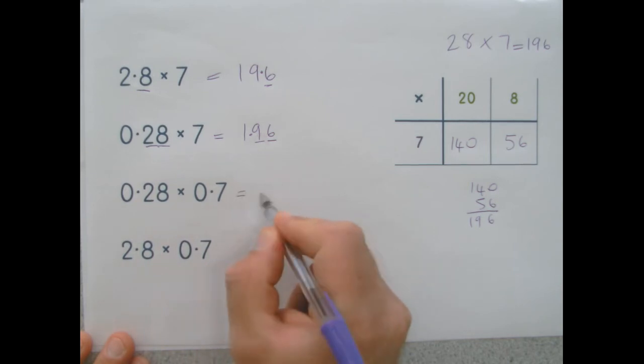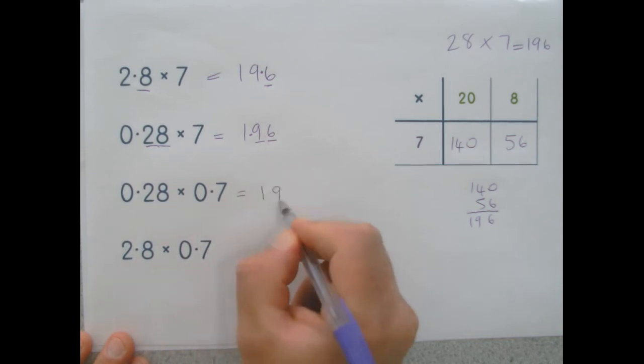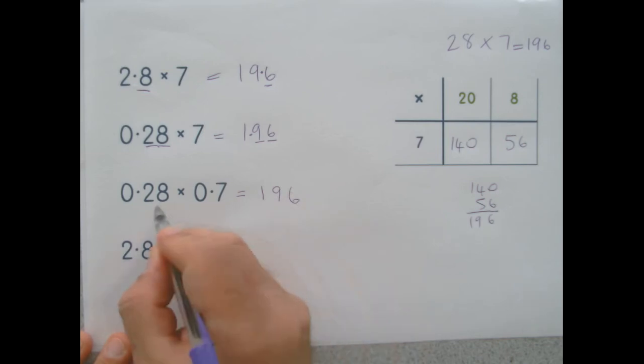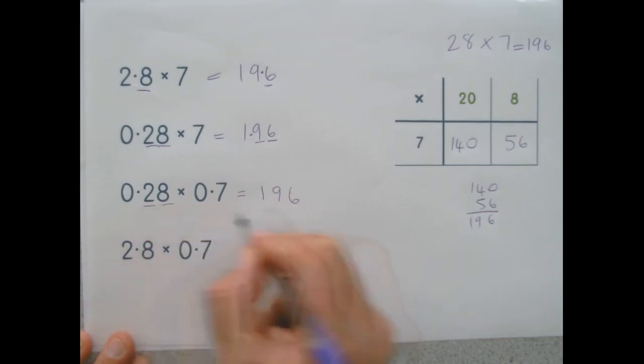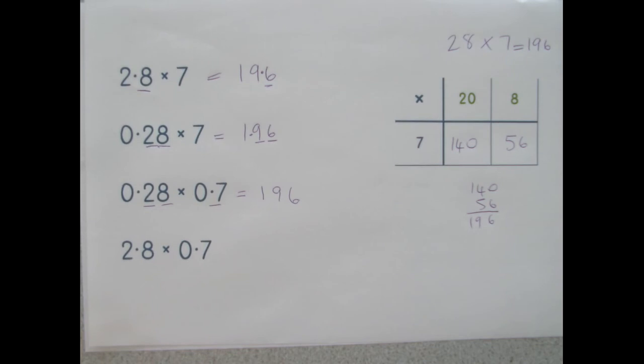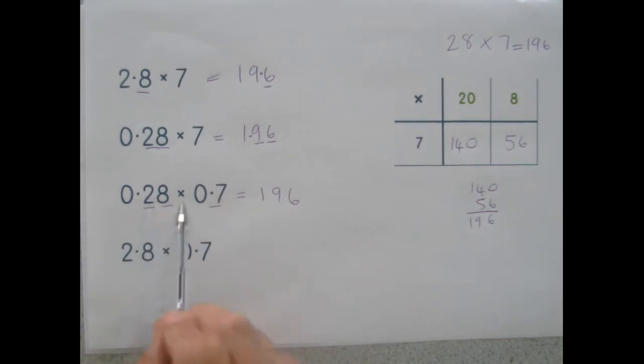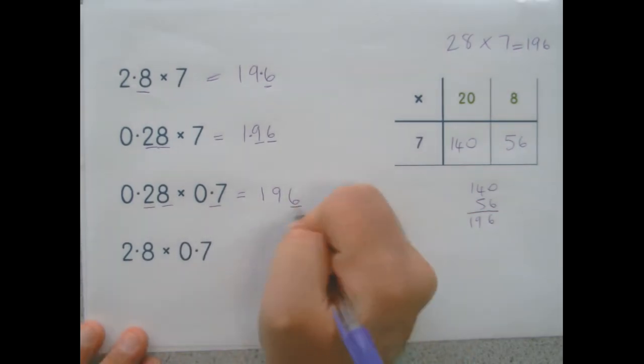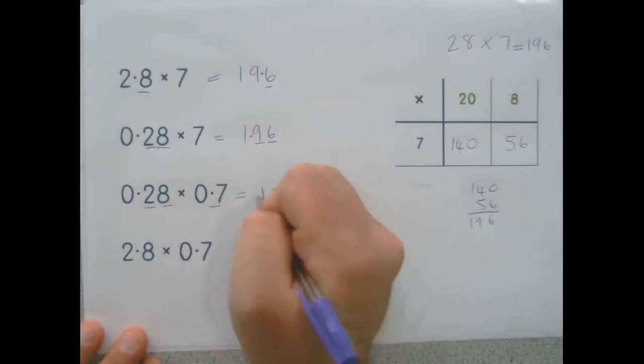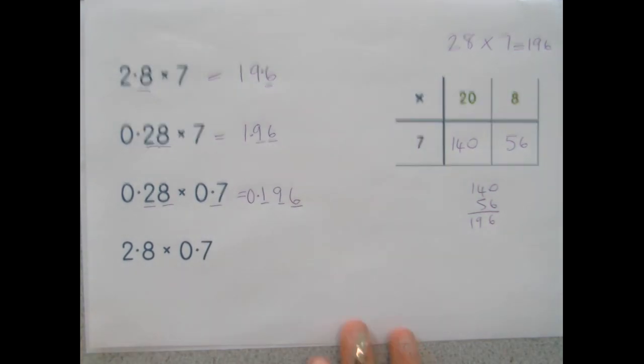Again, if I ignore the decimal points here, 196. But this time, of course, you can see we've got 3 decimal places. Ignoring the points, I do 28 times 7, 196. Going back to it then, 3 decimal places means I have to have 3 in the answer. So 1, 2, 3, the decimal point has to go here. So 0.196, that's my answer.